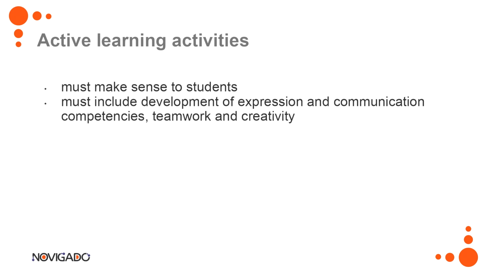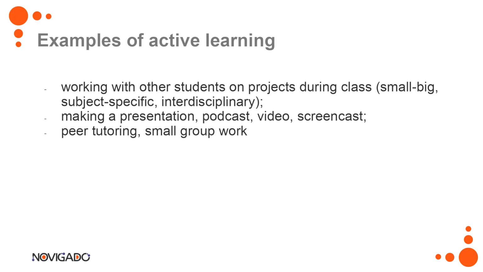And second of all, it must include the development of communication, teamwork, and creativity by utilizing all the higher order thinking skills. And with the examples of active learning, of course, the most often used, and I cannot find a teacher who does not use them in the classroom, is working with other students on a project. It can be a small subject-specific project. It can be a bigger, interdisciplinary one. It can be a whole school project.